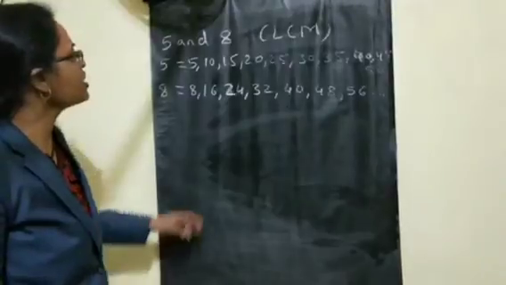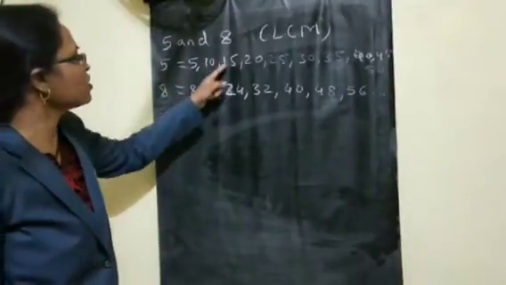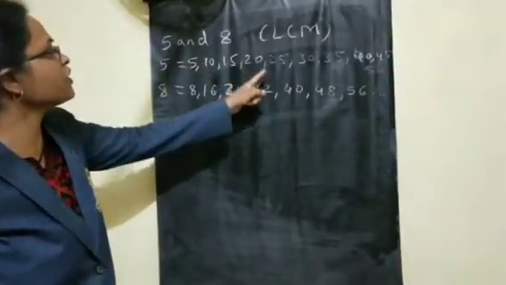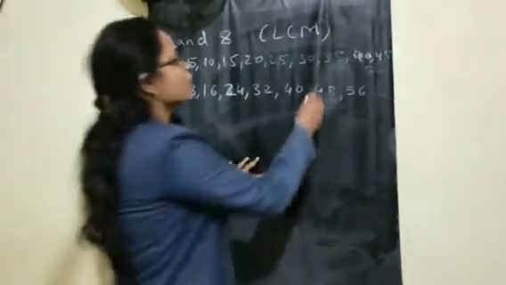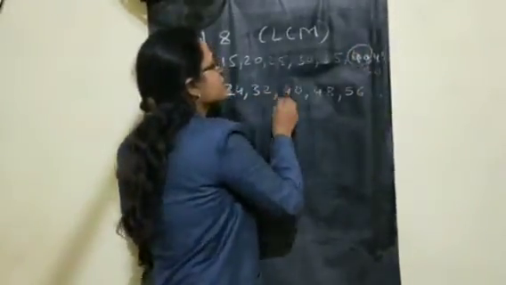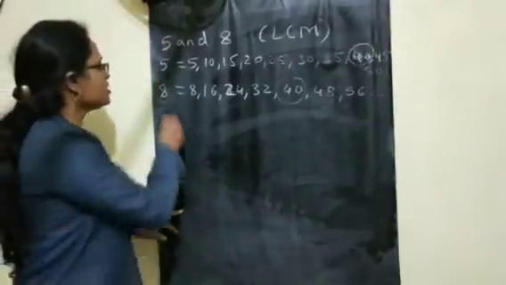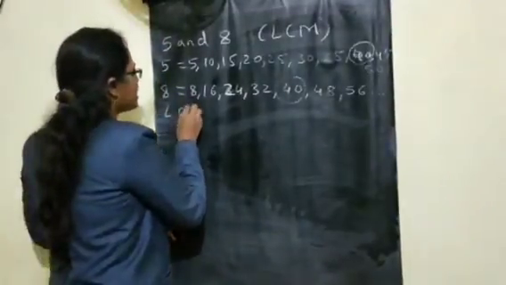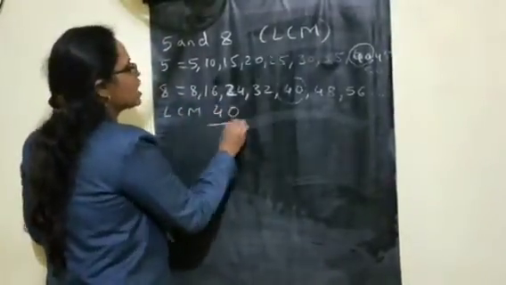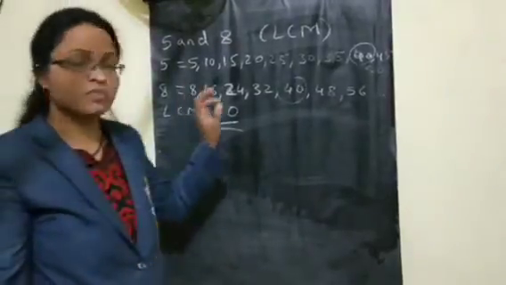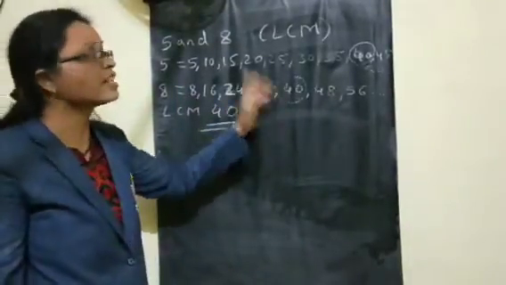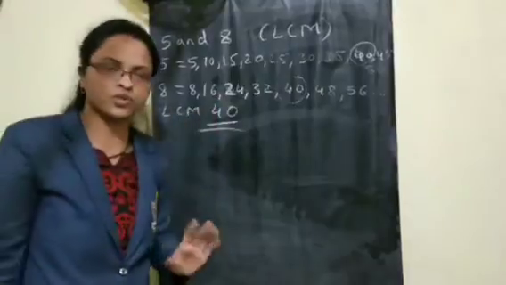Now children, if you see here, 10 is not there, 15 not there, 20 not there, 25 not there, 30 not there, 40 is common, and it is the first common multiple. So LCM of 5 and 8 is 40, children. Like this you have to find the first multiples, and the first common one you get is the lowest. Okay.